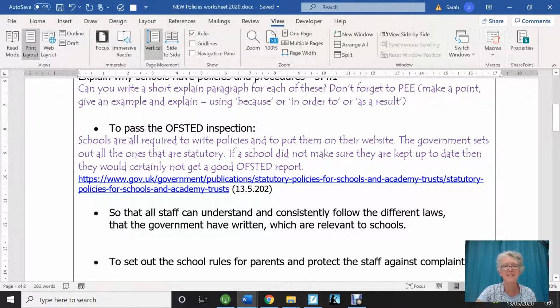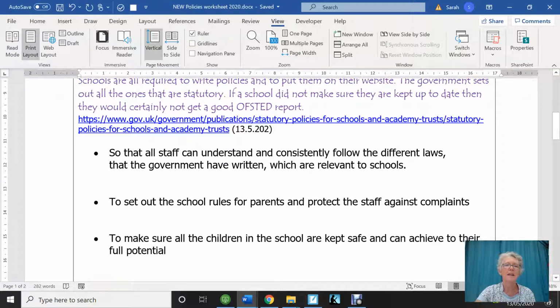Here are 3 more reasons that I'd like you to try and explain. Next one says, so that all staff can understand and consistently follow the different laws that the government have written. And that's the laws that are relevant to schools. So you need to say, if there were no school policies, each member of staff would have to go and read all the different laws, health and safety law, safeguarding law, data protection law, and they might all interpret them differently. And we want the staff to be consistent. So schools write policies to help staff understand the law.